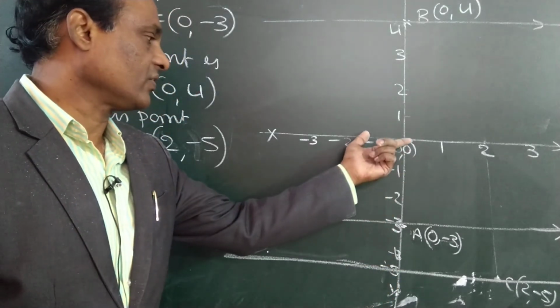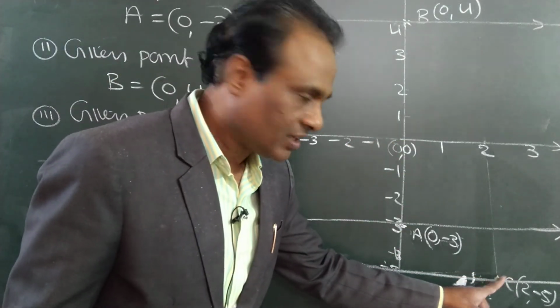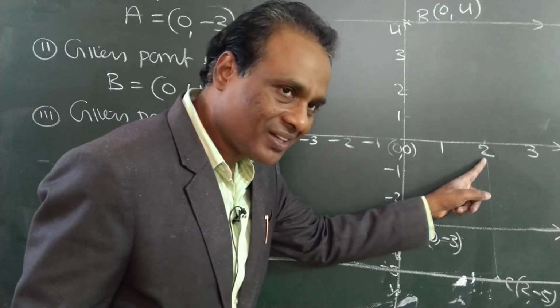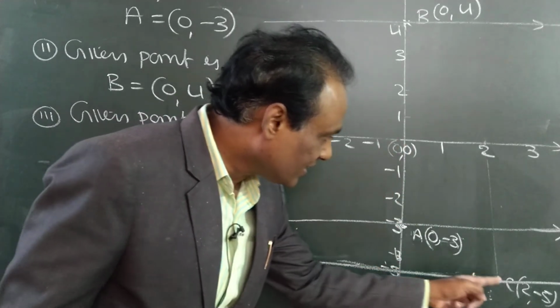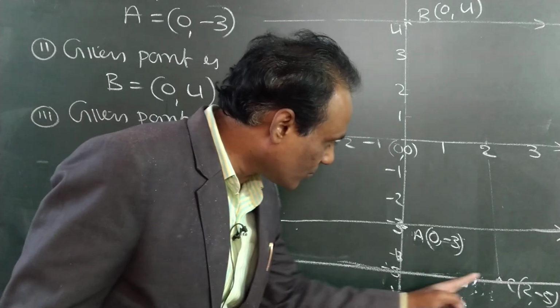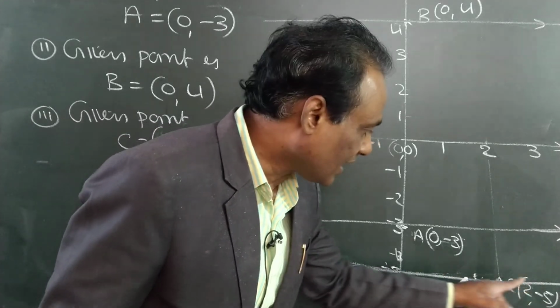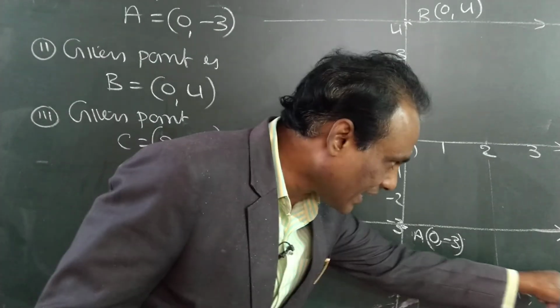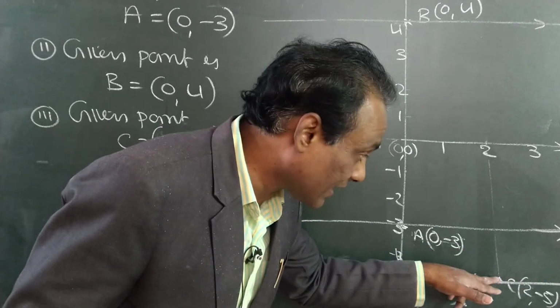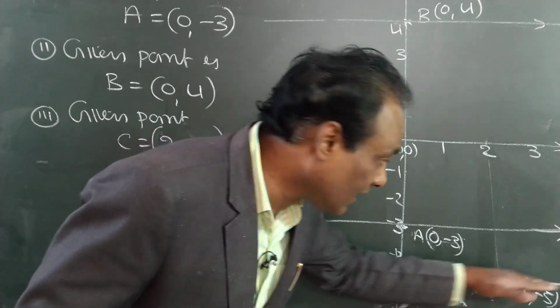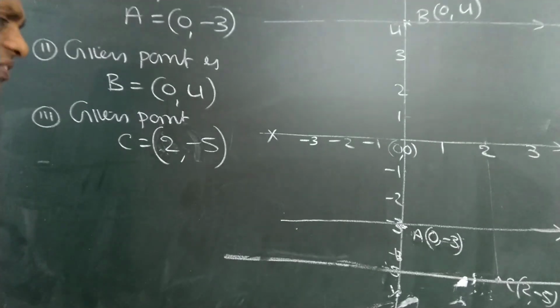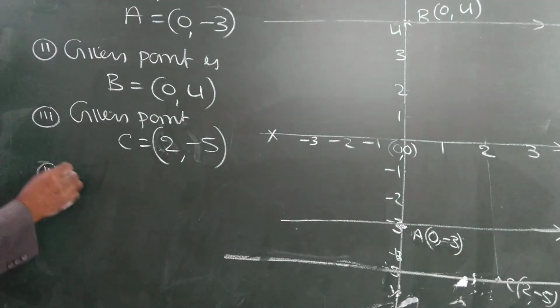Parallel to the x-axis. At 2 comma minus 5, x value 2, y value minus 5, this is the point. On that point there will be a horizontal line passing through. So on that line only, put the scale and draw the line. That's all. The fourth bit is also the same.